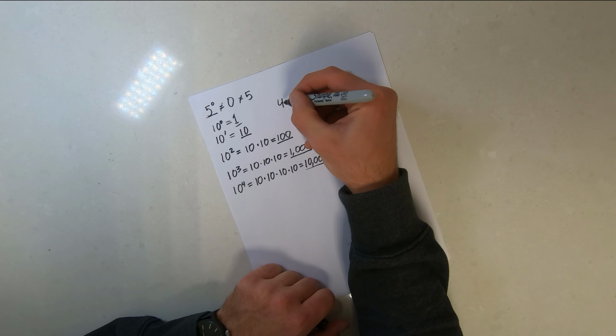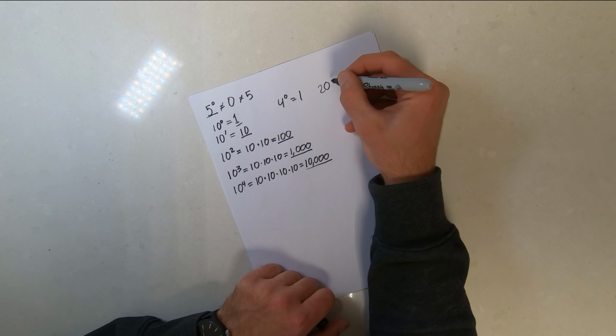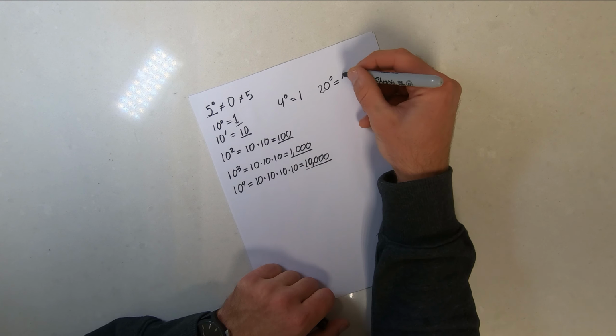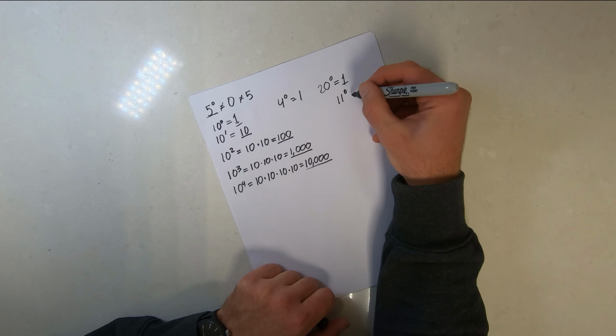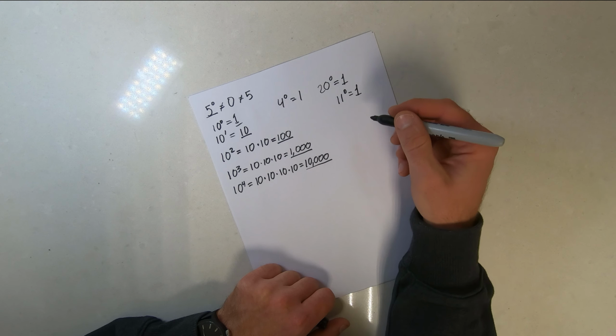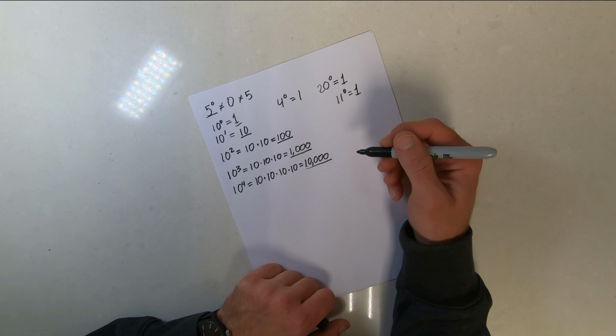You can have 4 to the 0 power, which is 1. You can have 20 to the 0 power, it's also 1. 11 to the 0 power is also 1. And to find out why this is true, we're going to have to work some problems.